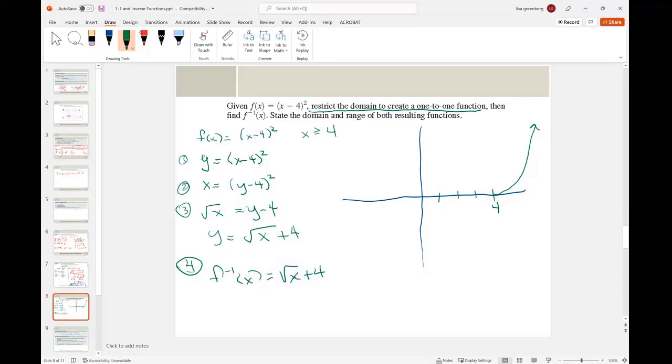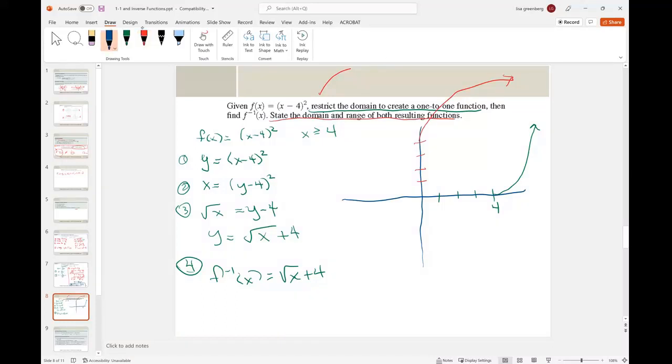Now I'm going to graph that on the same graph. So the square root looks, well, it looks like this. And then I'm going to add 4. So it's going to shift it up 4, right? So it's going to look like that. And then it says state the domain and range of both resulting functions.